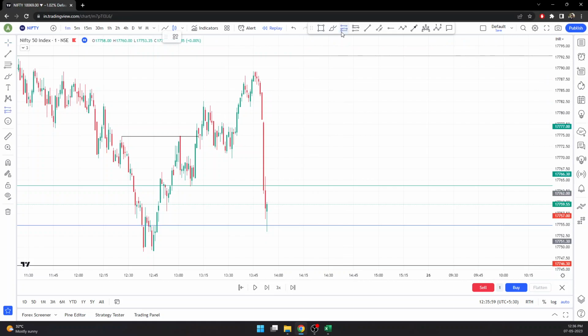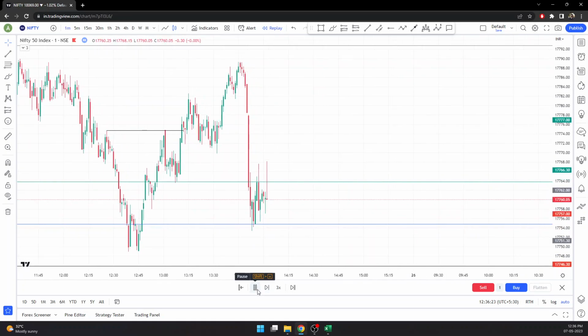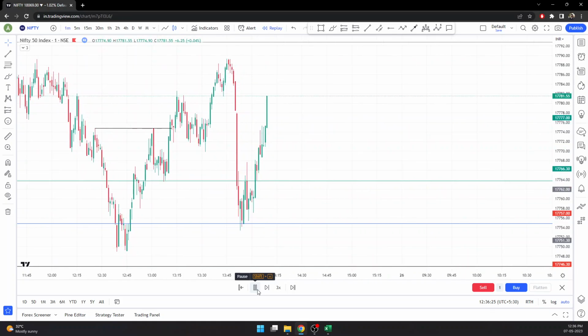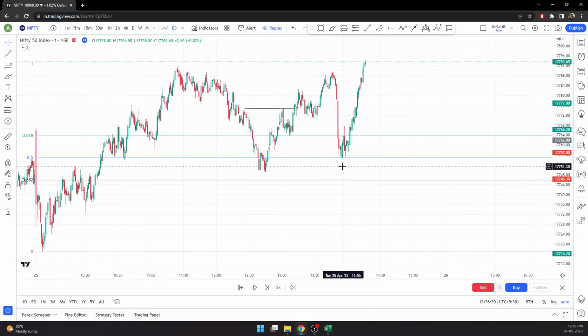So for me to take an entry I need to make sure that there are no sellers in the picture, but because of this strong push or strong sell, panic sell, I'm not looking for any buy entries as of now. Even if it breaks again these highs, then that is also fine, but I do not want to take any risk right now. Yes, right. So this is what happens.